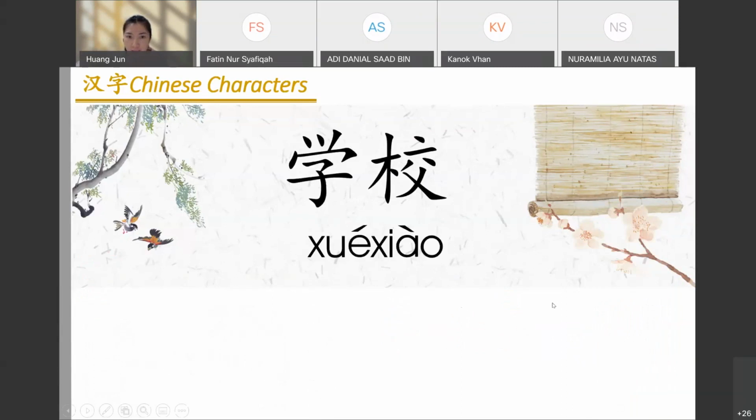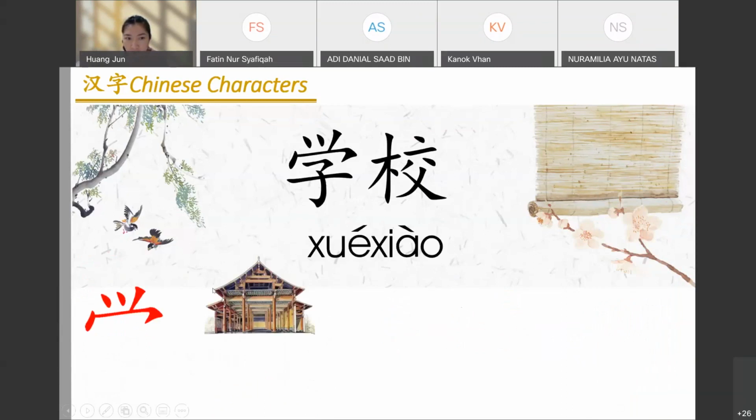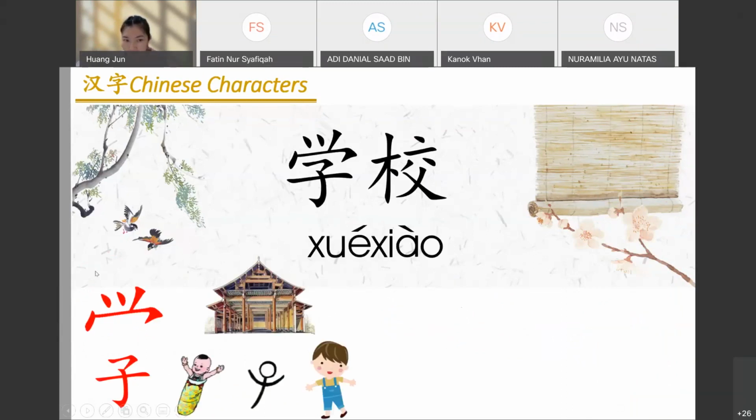The next word is 学校. We focus on the top part, 学. One, two, three, it looks like a fancy roof, the roof of a building. Inside the roof, we have boys studying. So this is 学. Then in the word 校, the left side looks like trees, at the wood. Inside the campus, inside the school, we plant a lot of trees. So this is a place where you study, so it's 学校, the place you study.